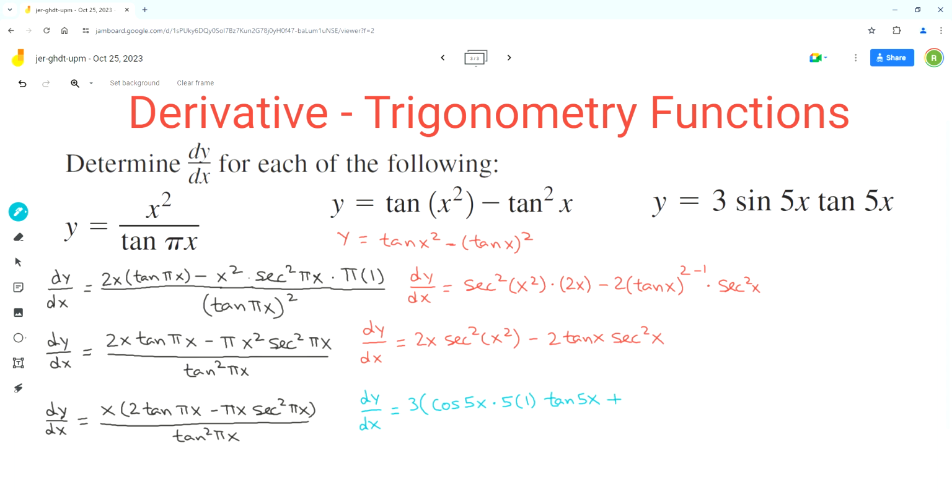times the second function, which is tan 5x, plus now the first function times the derivative of the second function. So we again have to use chain rule because there's this outer function tan and the inner function is 5x, and the derivative of tan function is secant squared, times the derivative of the inner function, and the derivative of 5x is 5 times 1.